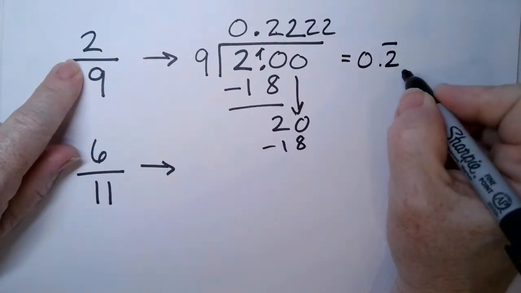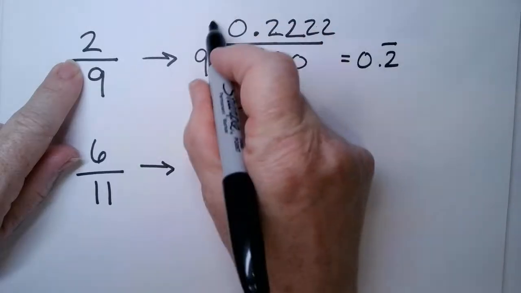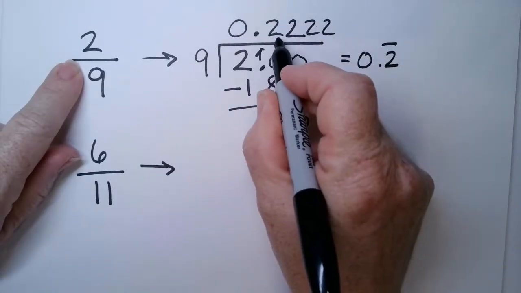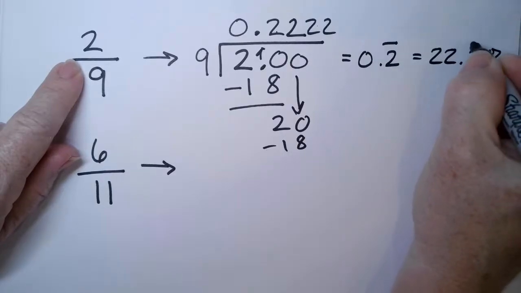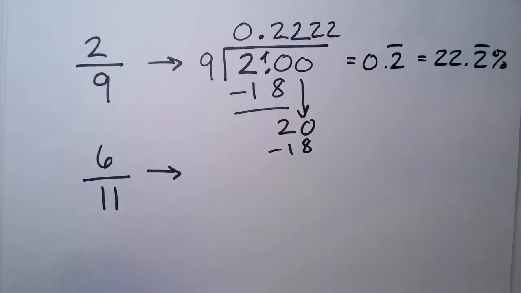It's also equal to, multiply this number by 100, move the decimal point over. We call that 22.2%. Okay, that is how we would write that.